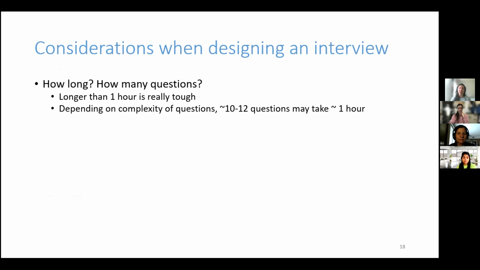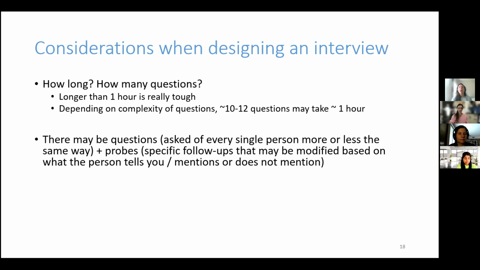Some considerations when designing an interview: how long and how many questions. I think for an interview, longer than an hour is really tough. And depending on the complexity of questions, about 10 to 12 questions take about an hour. So if you're planning on an hour-long interview, I would plan on an interview guide that's probably no more than about 12 questions. There may be some questions that you ask of everyone, more or less the same way.